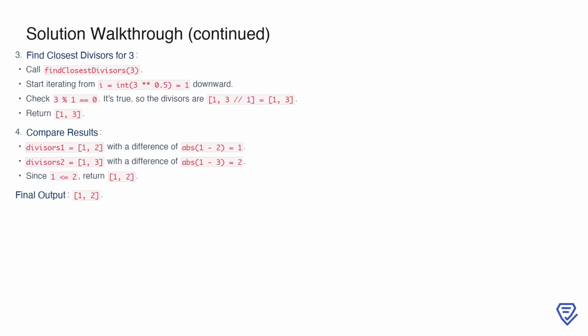Comparing the two results, the divisors 1, 2 have an absolute difference of 1, while the divisors 1, 3 have a difference of 2. Since 1, 2 has the smaller difference, we select it as our result. Thus, for number equals 1, the output is 1, 2.